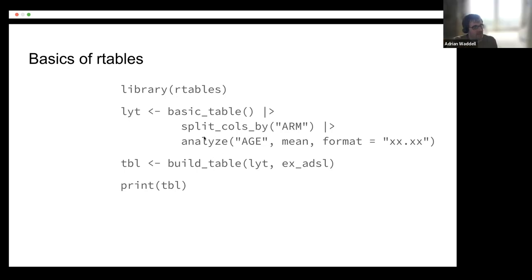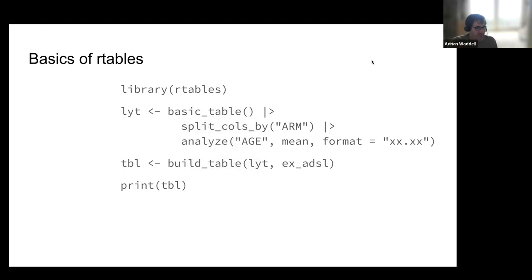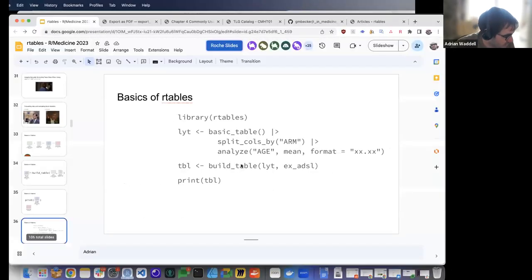The next step would then be: basic_table has one column, one row, and the cell represents all subjects, or the entire data set. Then you split, you create a column for each arm level, you analyze the variable age, and you want to get the mean. The format of the cell rendering should be two decimal places. That object you can inspect, and then you can call build_table, give it a data frame, and print that. So I'm going to go through this.